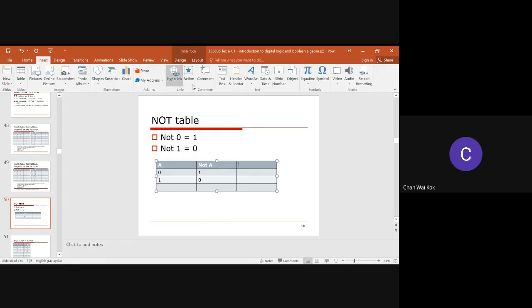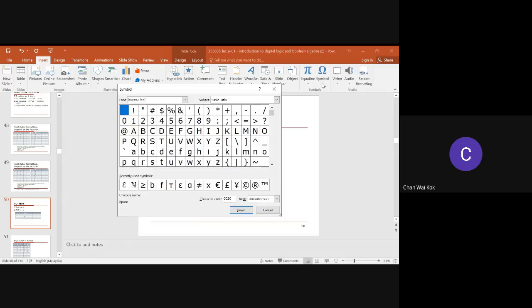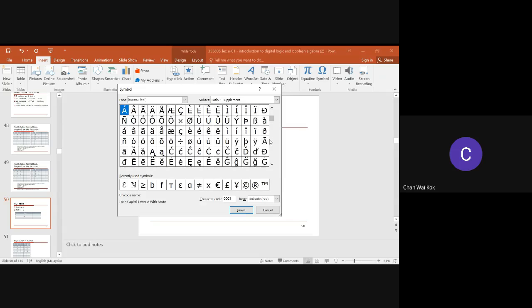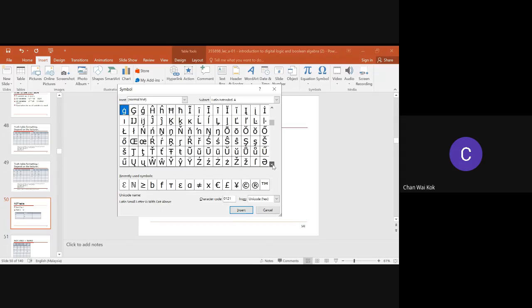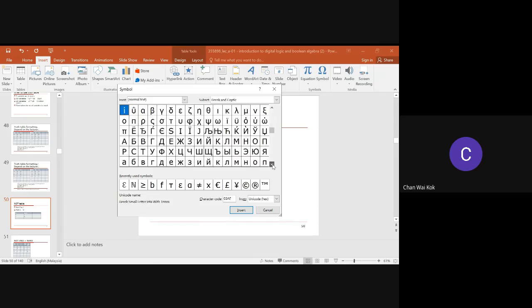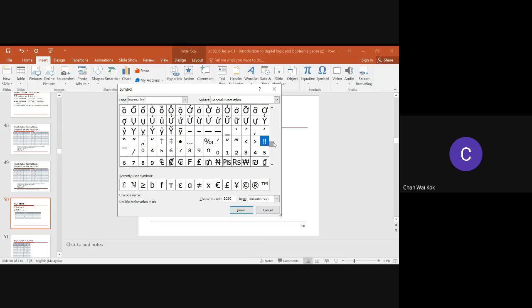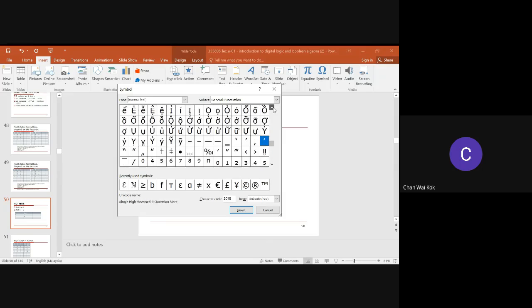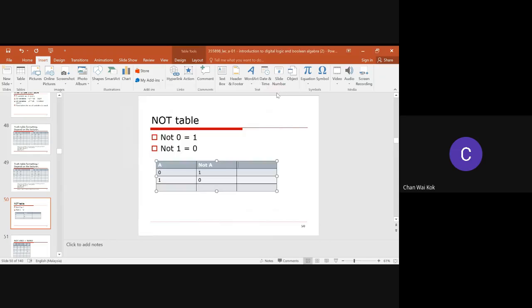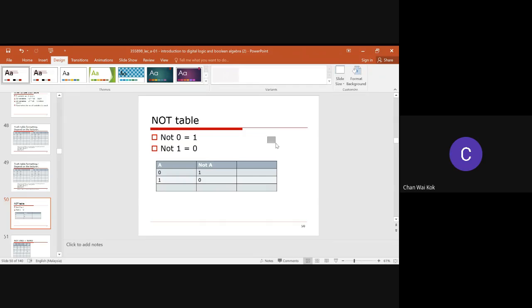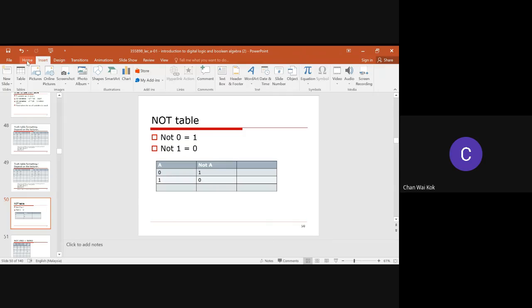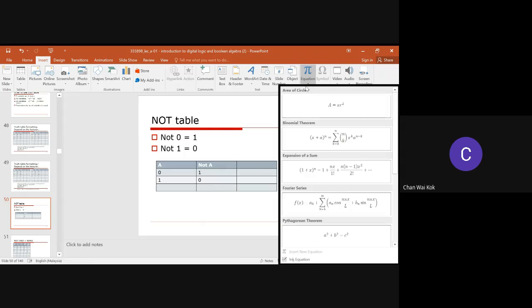Let's say insert symbol. Where can I find the symbol? Let me find it, it will take some time. Cannot find. Sorry, cannot find the symbol. The symbol will look like this. Next time I'll show you.